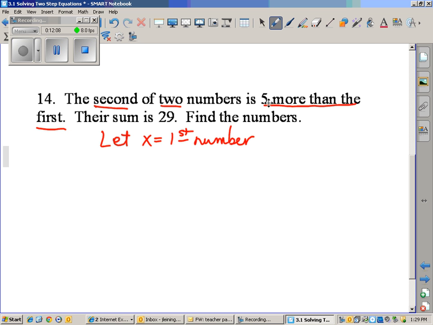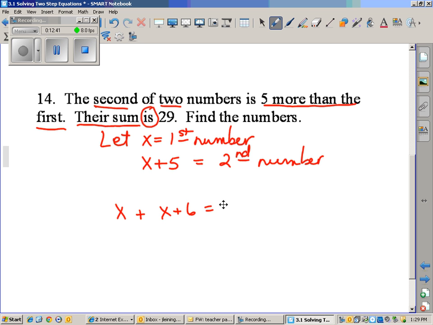If the second number is 5 more than the first number, then we can write the second number as x plus 5. So we're just using one variable, x for the first number, and whatever x is plus 5 more gives us the second number. Now we're going to write an equation. It tells us to add them up. Their sum means equals 29. So it says add the numbers together. Here's my first number. Here's my second number is 29.